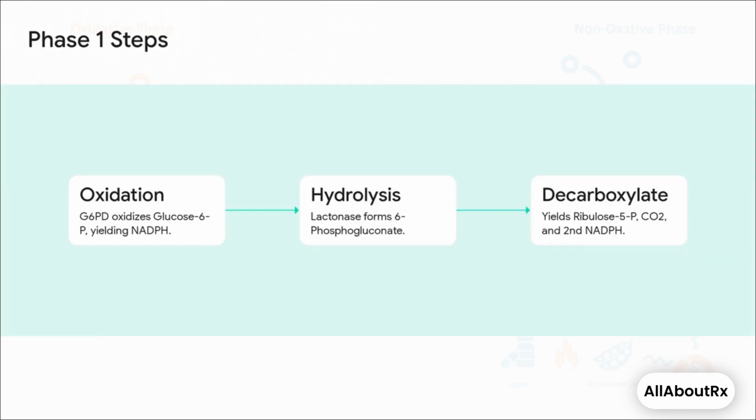Let's break down this irreversible first phase step by step. First, G6PD oxidizes glucose 6-phosphate. Crucially, while doing that, it reduces a molecule of NADP+ into our very first NADPH. Next, an enzyme called lactonase steps up and hydrolyzes that product to make 6-phosphogluconate. And finally, step 3. 6-phosphogluconate dehydrogenase comes in for an oxidative decarboxylation. That's a mouthful, but it basically means we lose a carbon as CO2, generate our final phase 1 product, ribulose 5-phosphate, and boom, we get a second molecule of NADPH. So out of phase 1, we net 1 ribulose 5-phosphate and 2 highly valuable NADPH molecules.